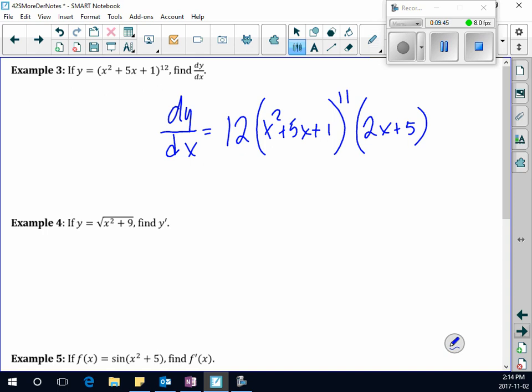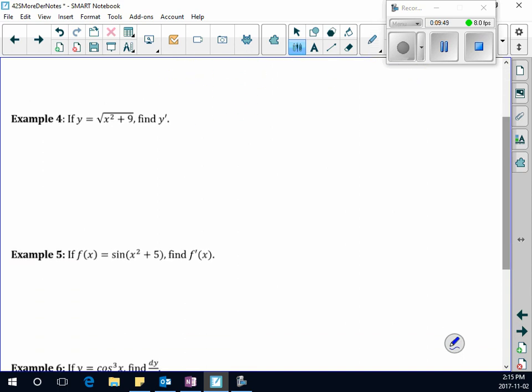The next one may be a little bit in disguise. Is it pretty obvious what the inside function would be? The x squared plus 9. But maybe you want to write it as y equals (x squared plus 9) to the power of a half, just so it's pretty obvious for the power rule. The square root is the power of a half, yes. y prime then would be... Rachel, you want to tell me what the answer is?